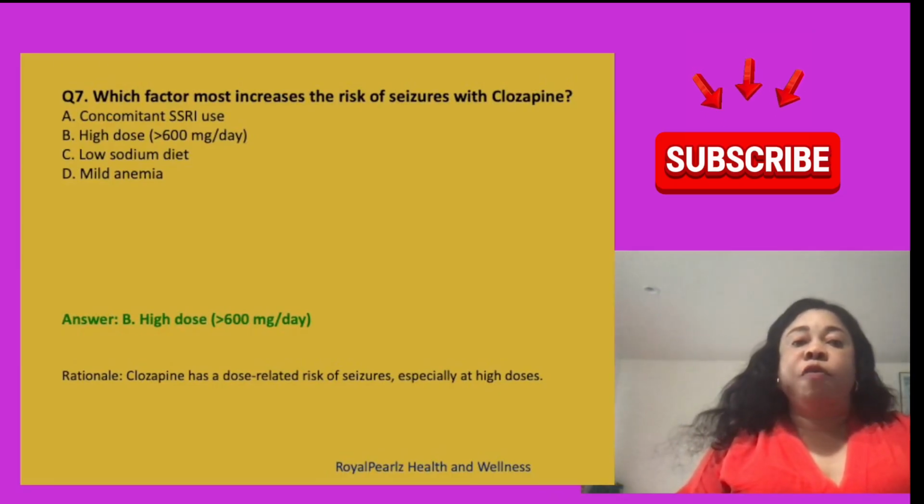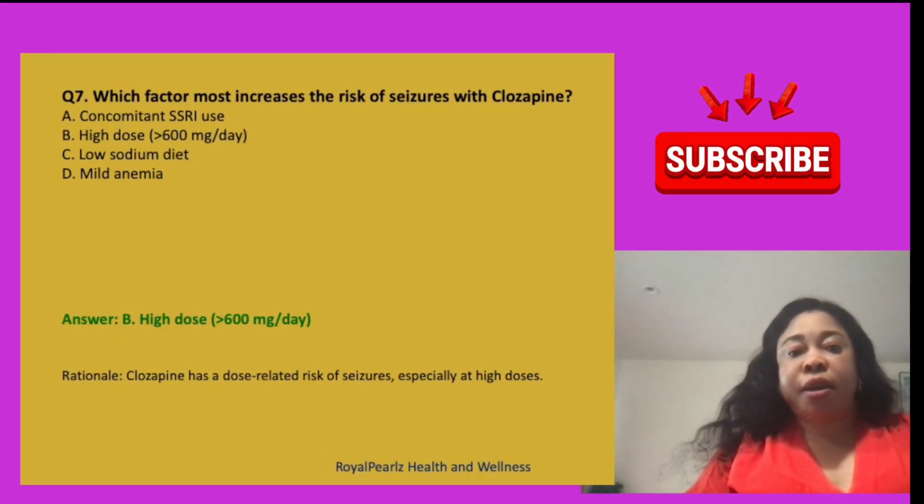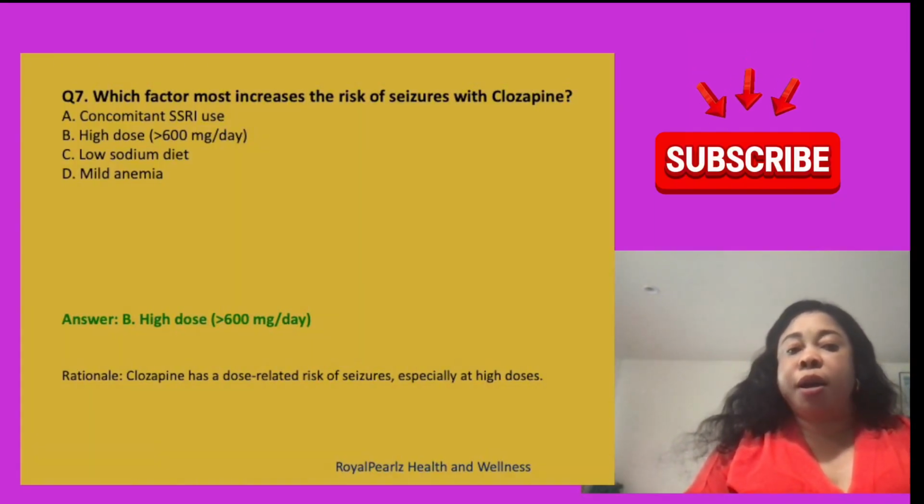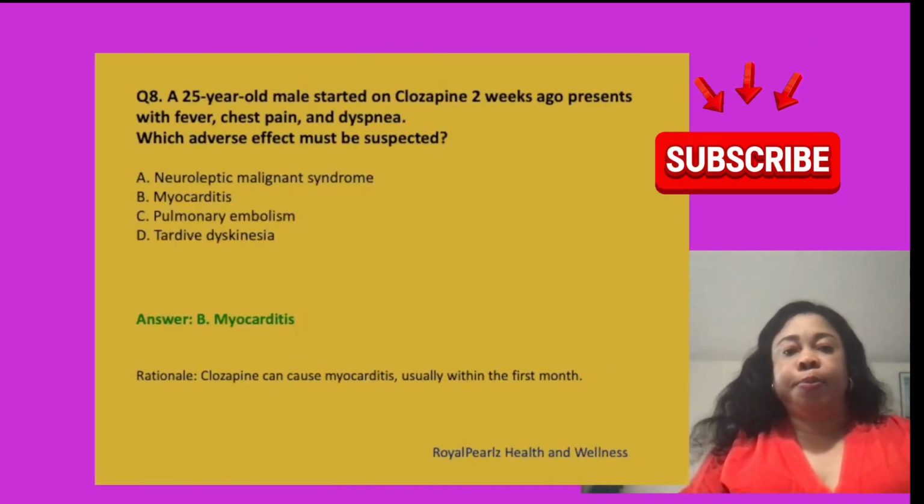Number 7 says, what factor most increases the risk of seizure with clozapine? A, concomitant SSRI use. B, high dose, like greater than 600 milligrams per day. C, low sodium diet, and D, mild anemia. The answer here is high dose, especially when you give clozapine greater than 600 milligrams a day, there is that risk of seizure. Clozapine has a dose-related risk of seizure, especially at high doses. You need to remember this.